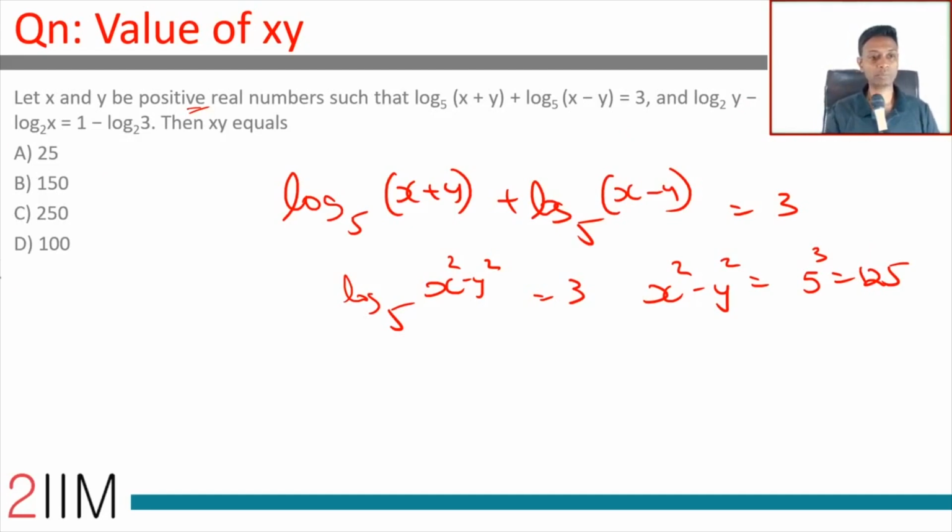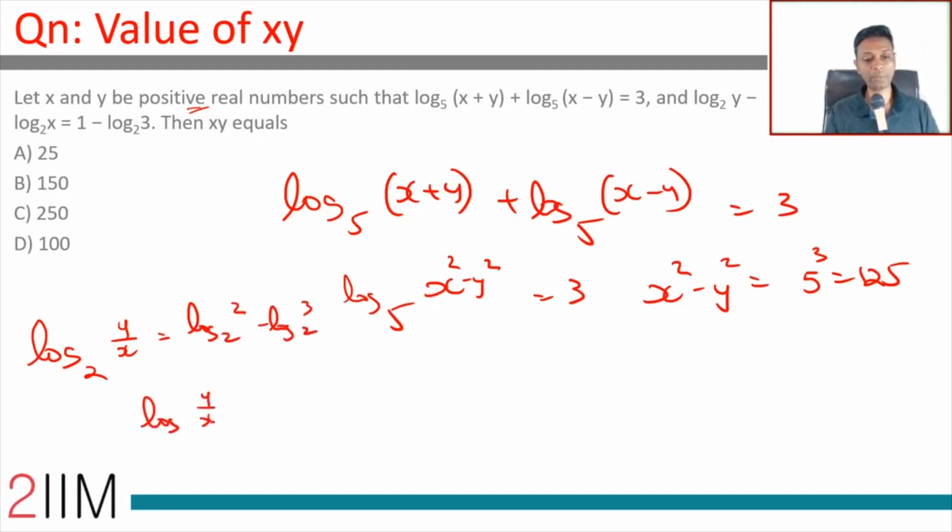Log y to the base 2 minus log x to the base 2. That is log of y by x to the base 2 equals 1 minus log 3 to the base 2, which is log 2 to the base 2 minus log 3 to the base 2. Log y by x to the base 2 is log 2 by 3 to the base 2, or y by x is 2 by 3. Wonderful. We have x square minus y square is 125. y by x is equal to 2 by 3.